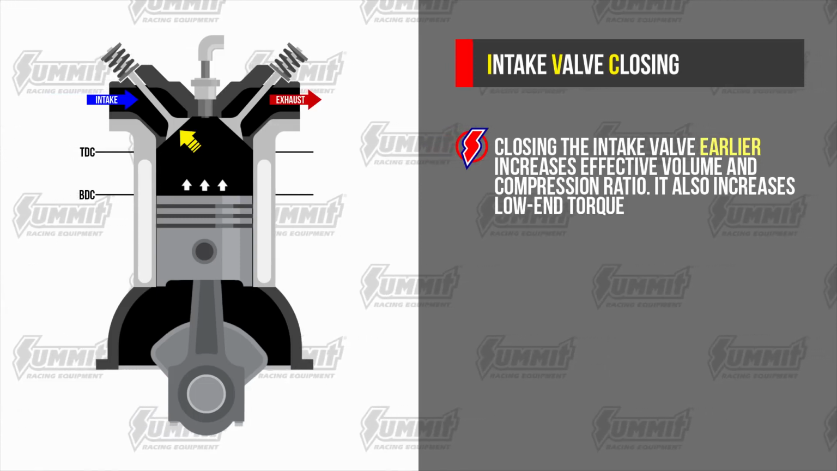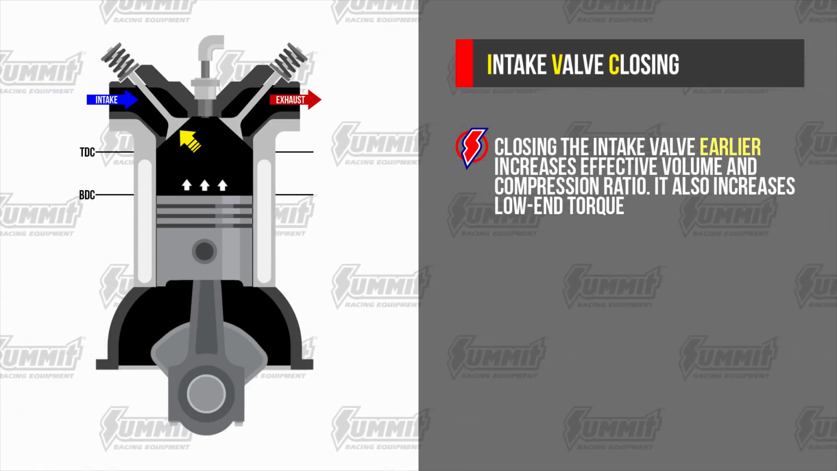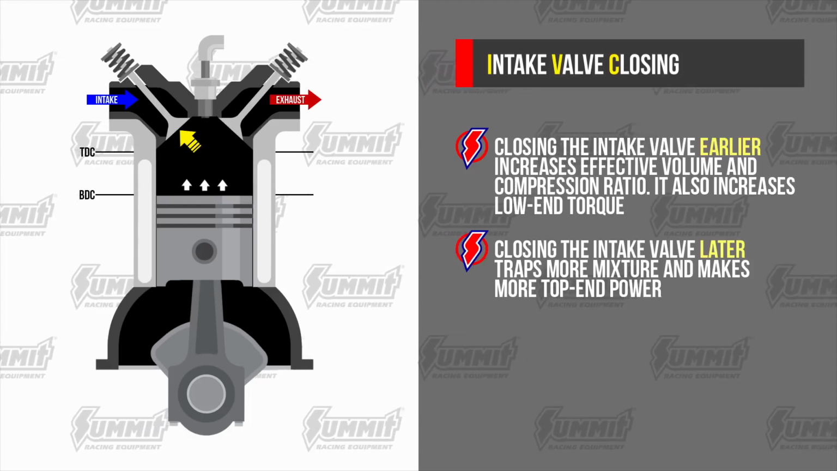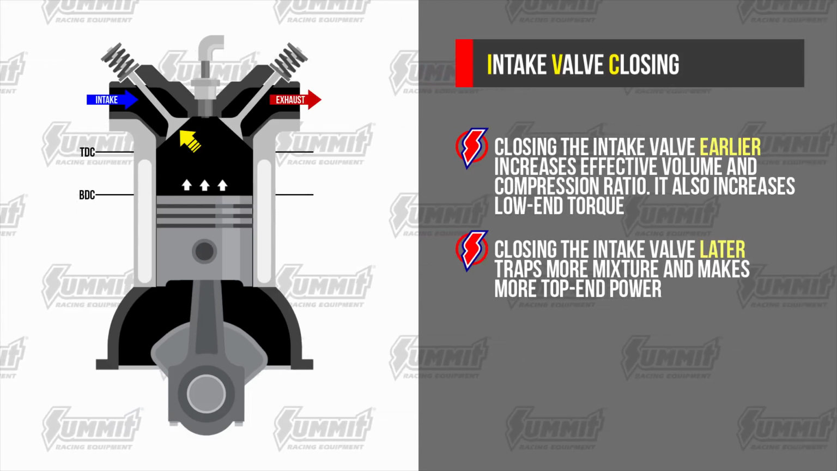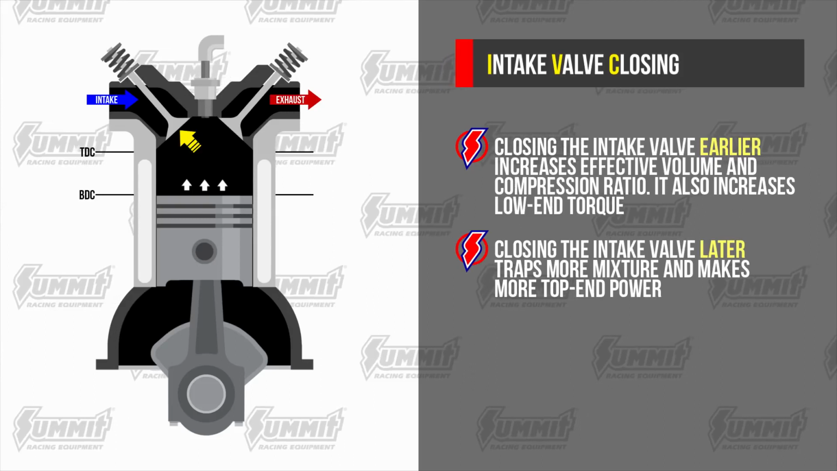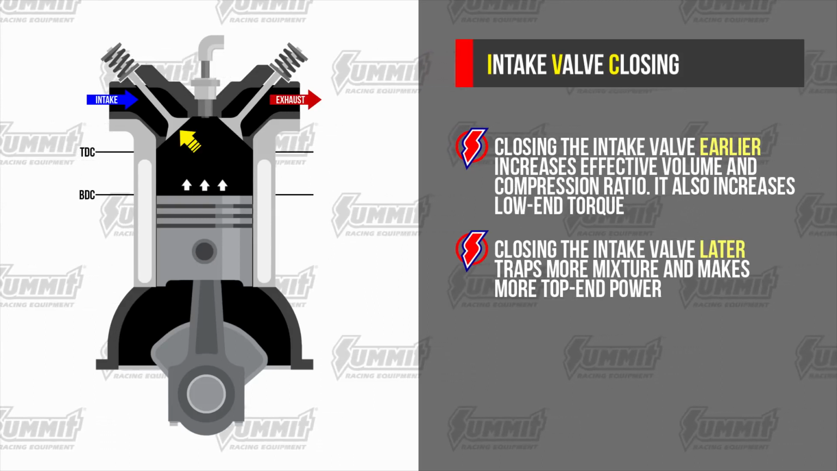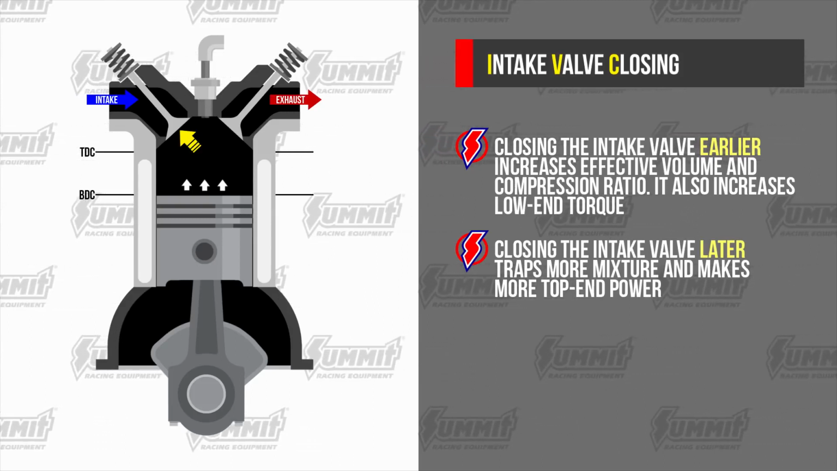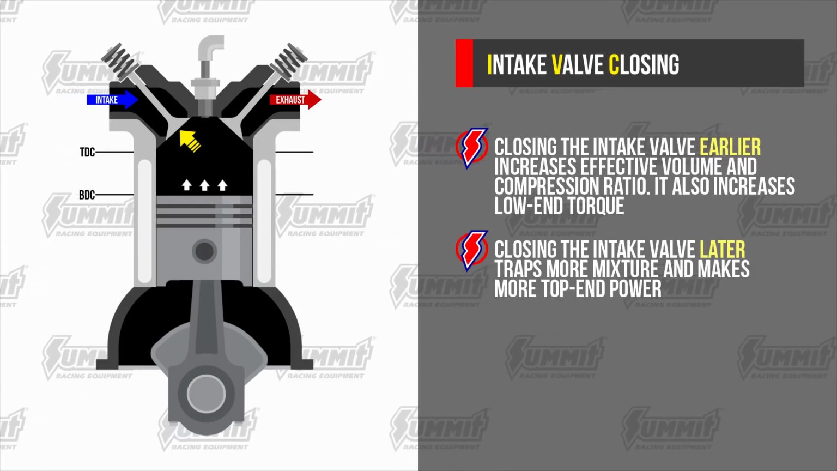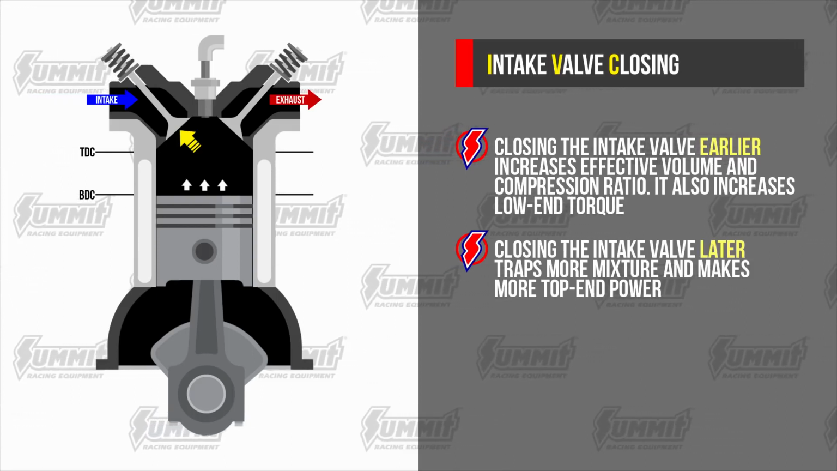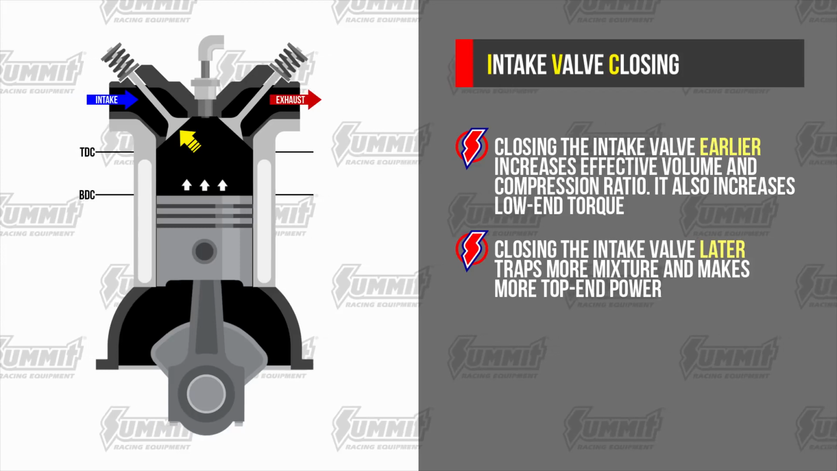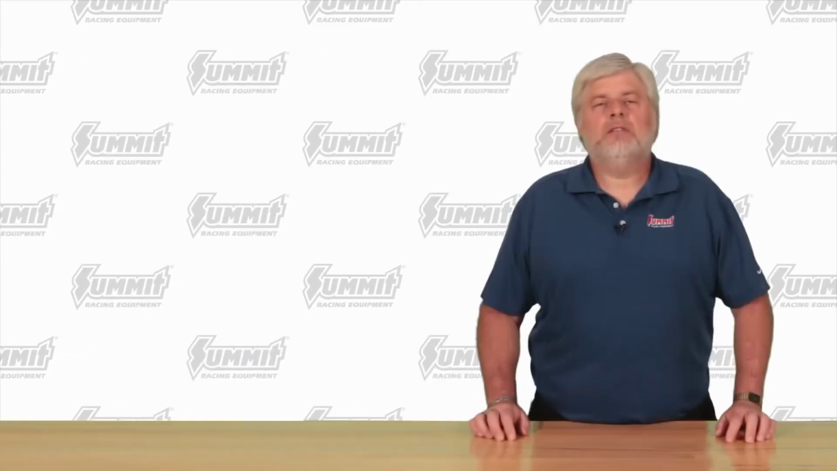This increases low-end torque and makes power earlier in the power band. By closing the intake valve later, we can take advantage of the cylinder head's velocity at high RPM. We trap more air, and this results in more horsepower higher in the power band. The valves are closed for most of the compression stroke and power stroke until the exhaust valve begins to open and we start all over again.